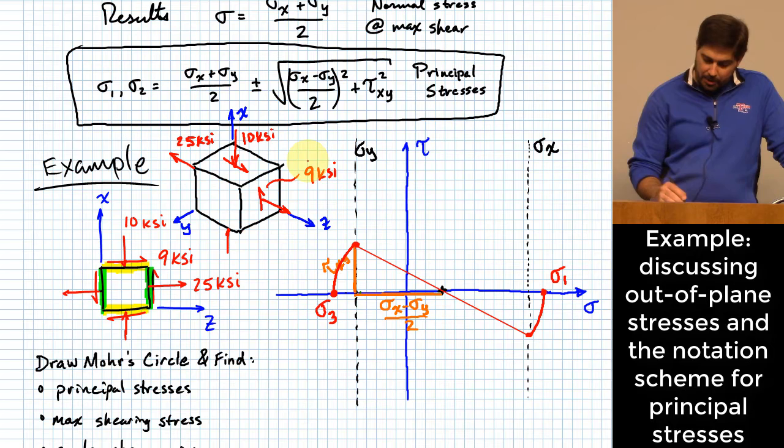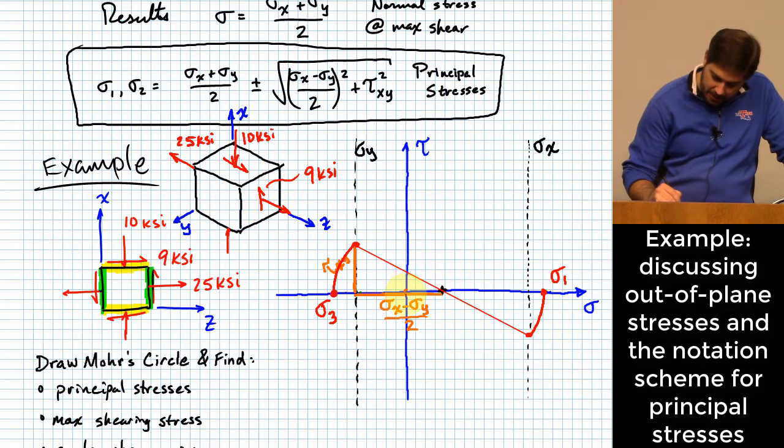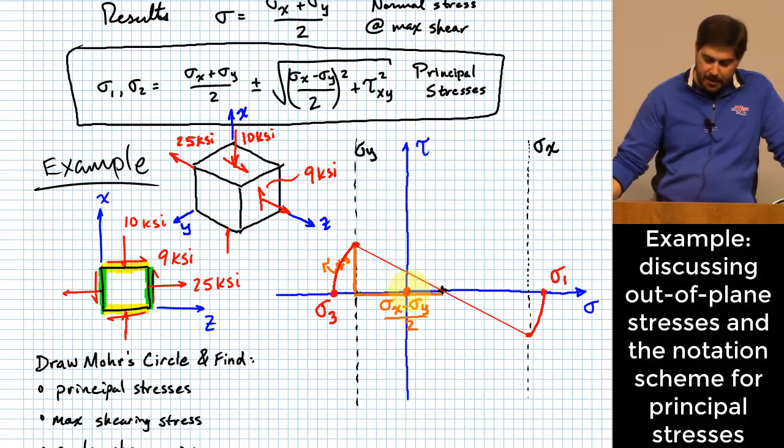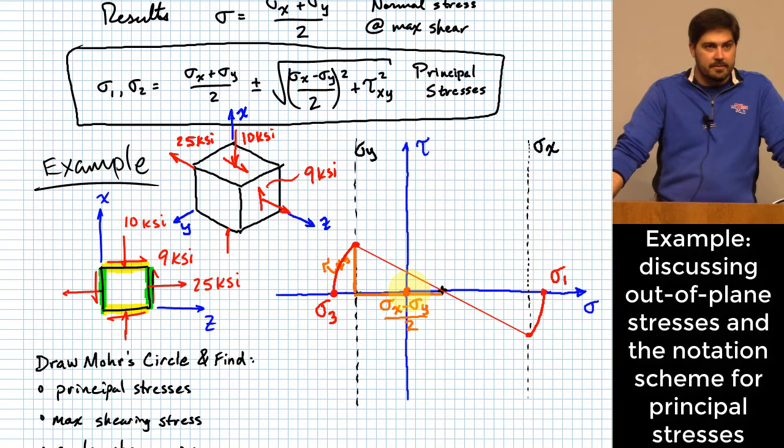Okay? So if I wanted to plot another principal stress, I could show the other principal stress right here at 0. And that would take care of my third principal stress.